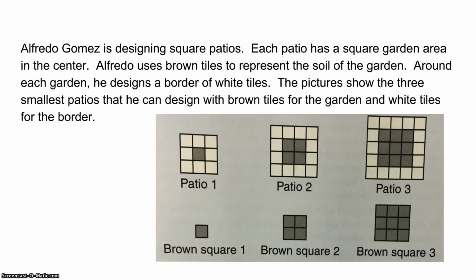Alfredo Gomez is designing square patios. Each patio has a square garden area in the center. Alfredo uses brown tiles to represent the soil of the garden. Around each garden, he designs a border of white tiles. The pictures show the three smallest patios that he can design with brown tiles for the garden and white tiles for the border.